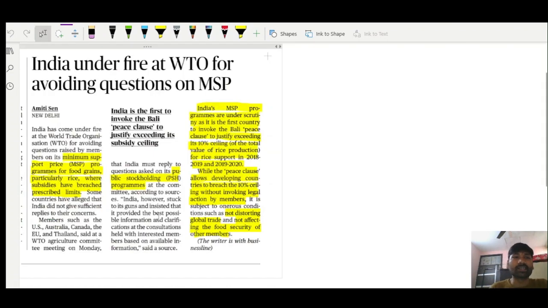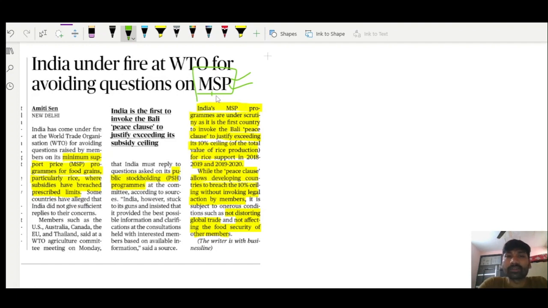So the next news article is India under fire at WTO for avoiding questions on MSP. So MSP, please remember, is minimum support price. India announces minimum support prices for 22 crops before the sowing season of Kharif and Rabi. Right. So MSP provides a basic price for crops which are part of the MSP architecture.